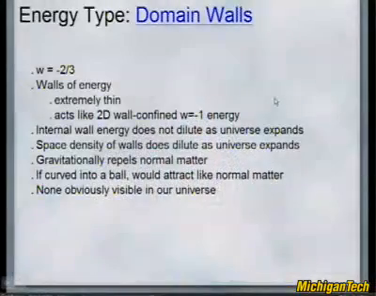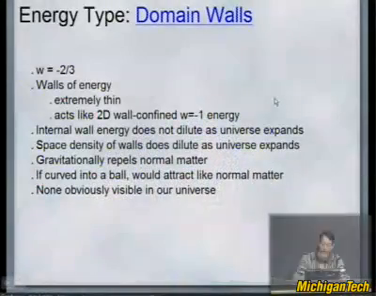And so we don't really know that there's a cosmological constant operating. We know it's some sort of dark energy, I'm sorry. Okay, so here's one type of energy that isn't usually talked about, domain walls.